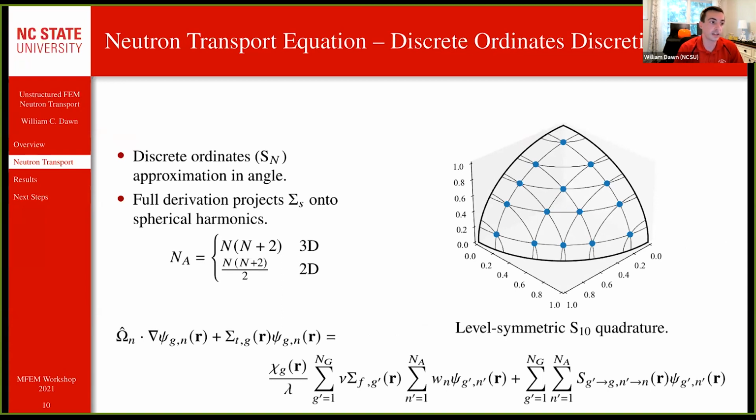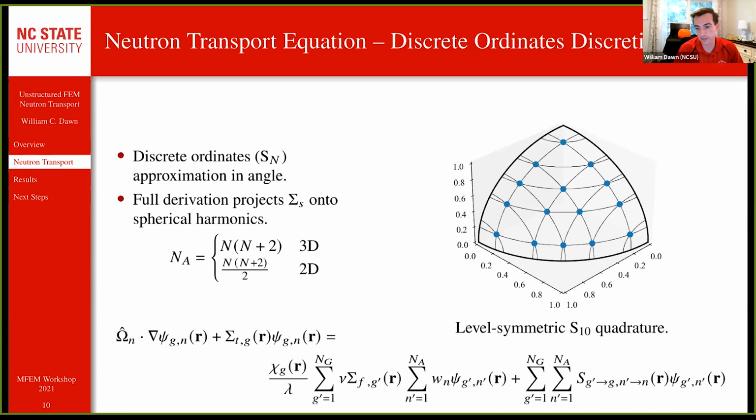This graphic here is an example of one of the quadrature sets that we can use. This is what's called the level symmetric quadrature set. It's order 10, so it's the S10 quadrature. And this is the angles plotted in the first octant.